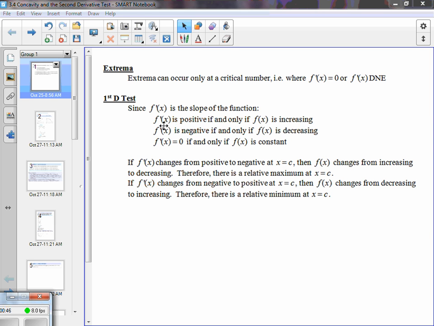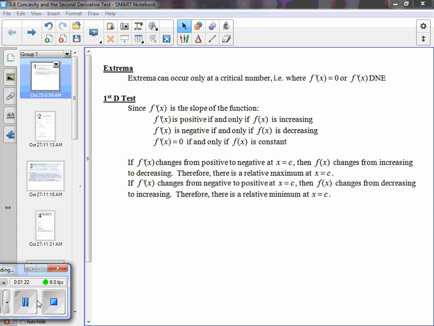We know that if f prime of x is positive, that means our function is increasing. If f prime of x is negative, that means our function is decreasing. And then the vice versa, right? If you know the function is decreasing, you know the derivative is negative. And if the derivative equals 0, you've got a horizontal tangent line. If the derivative always equals 0, you've got a constant function. Where the derivative changes from positive to negative, that's where you have a relative maximum. Where the derivative changes from negative to positive, that's where you have a relative minimum.